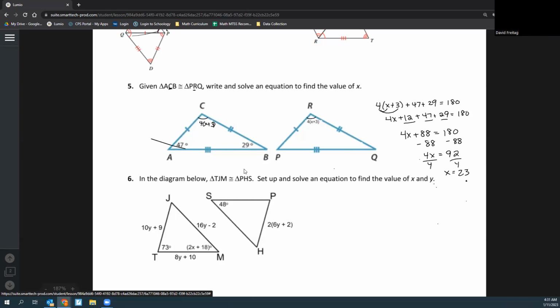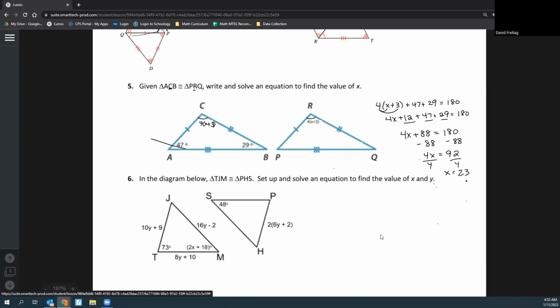Number 6 says, in the diagram below, triangle TJM is congruent to triangle PHS. Set up and solve the equation to find the value of x and y. So once again, we have two triangles. They're set congruent to each other per the congruent statement. And we need to know what x and y is.